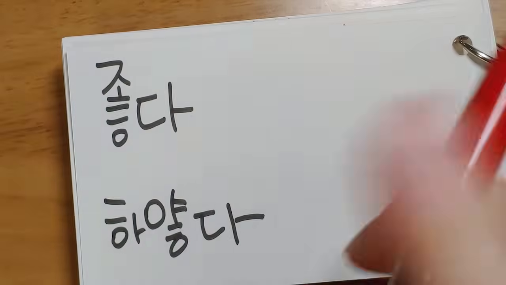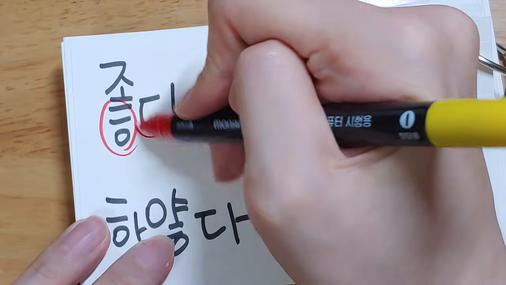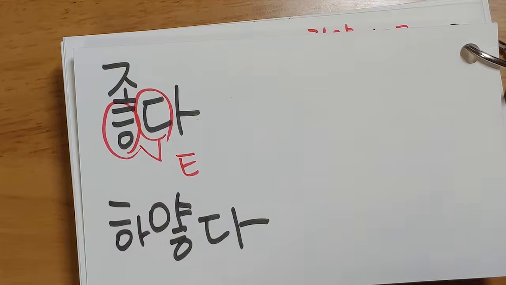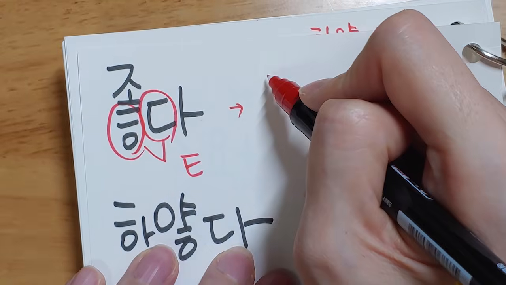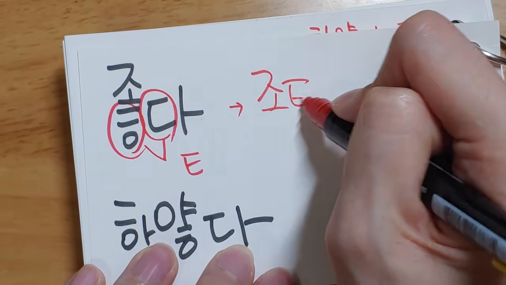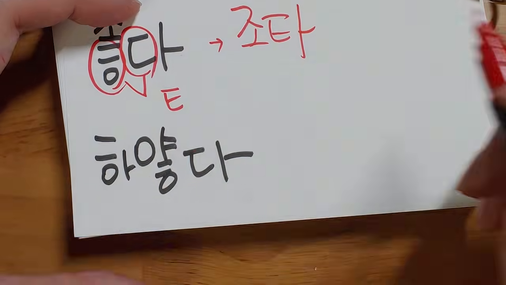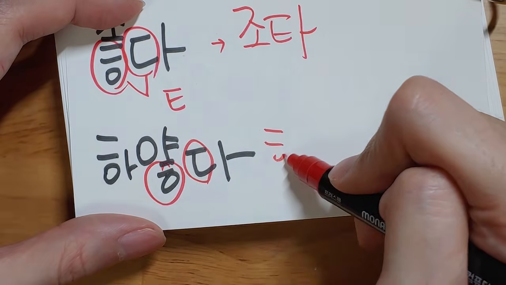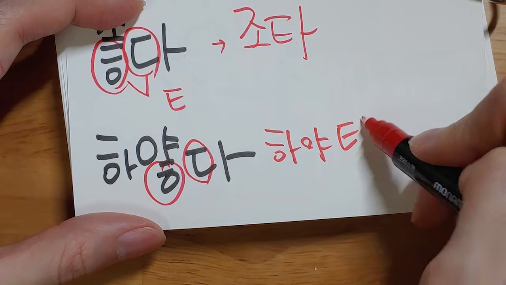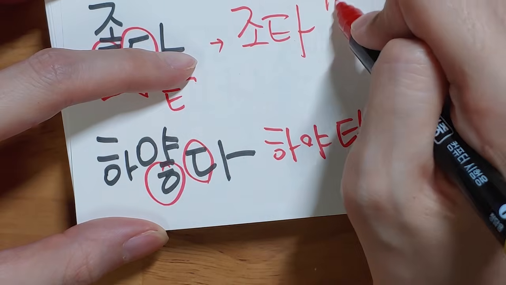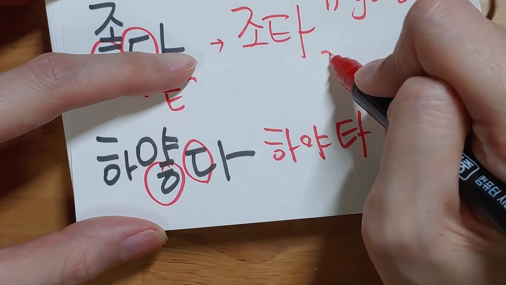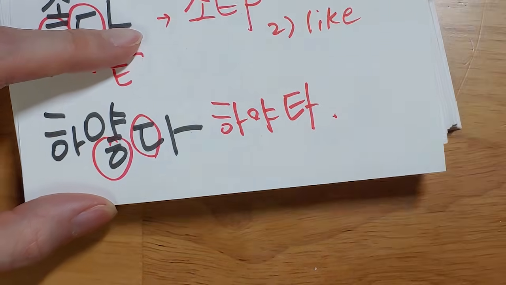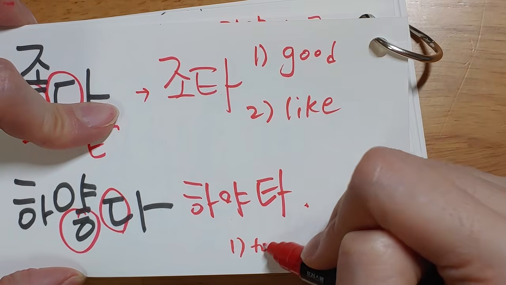And when 히읗 받침 is combined with 디귿 consonant, it produces 트 sound. So 좋다, this verb, is pronounced 좋다. And this one as well, 하얗다. We learned that 좋다 means to be good. It also means to like. And 하얗다 means to be white, right?